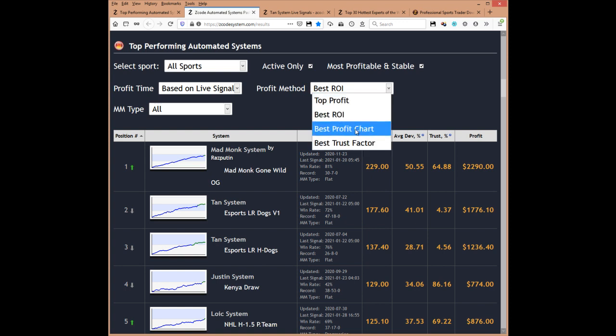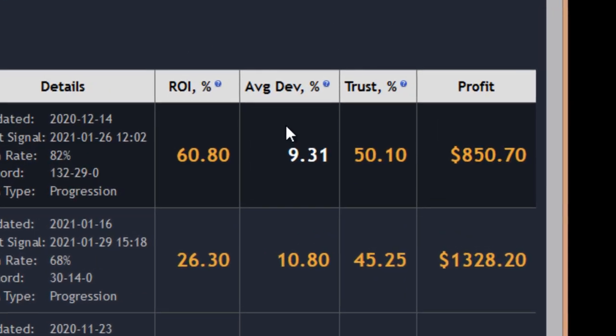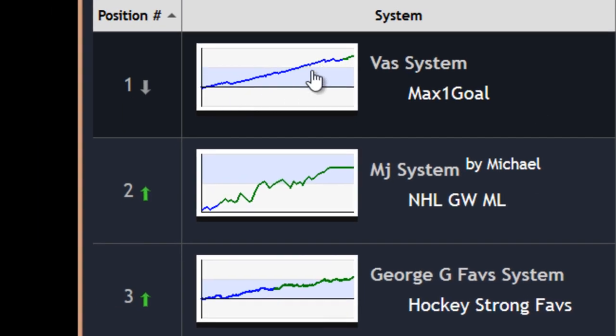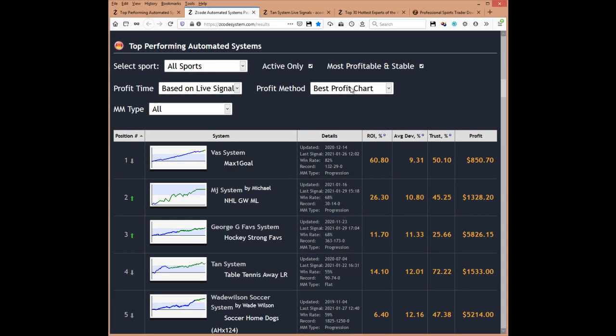Next, we have the best profit chart, which is related to this column here, the average deviation percentage. Now, that's a statistical criterion which shows how much the real profit values deviate from the expected values for a specific system. In other words, it measures the irregularities in the system's performance compared to its expected predictions. And as such, it is directly related to the smoothness of the system's performance graph, which is why it's related to the best profit chart.